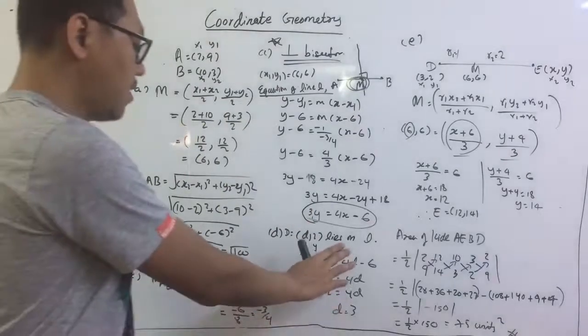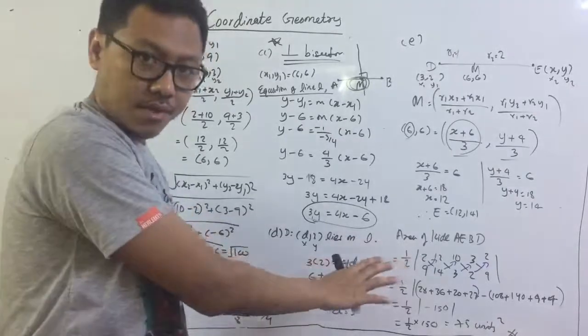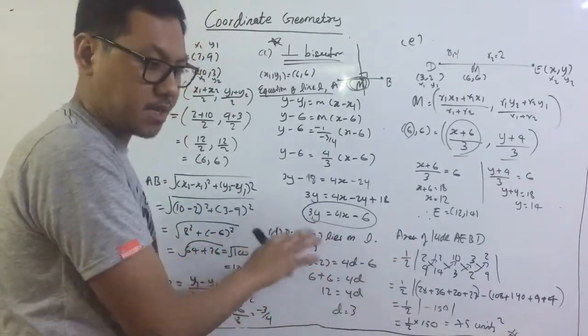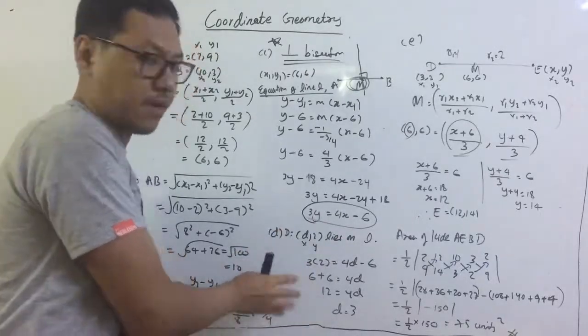And then when a point lies on a line or a curve, you can always substitute the point into the curve or line, okay?